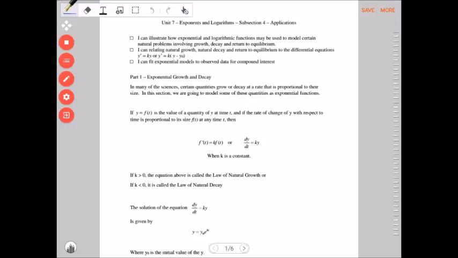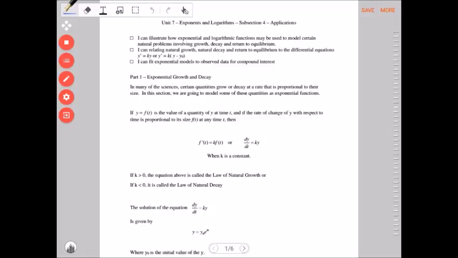Part 1, exponential growth and decay. In many of the sciences, certain quantities grow or decay at a rate that is proportional to their size. In this section, we're going to model some of these quantities as exponential functions. So let's set the stage a little bit.